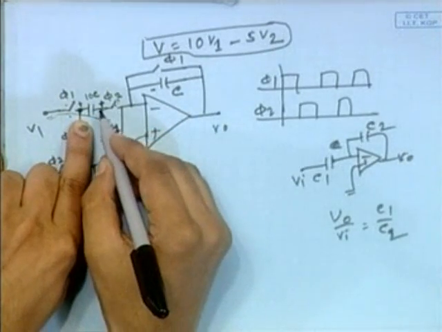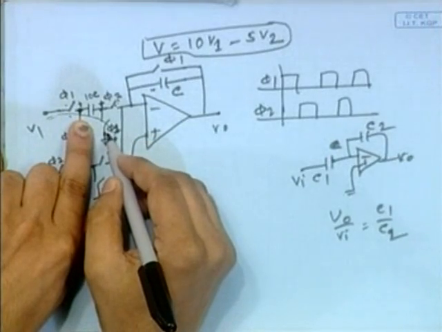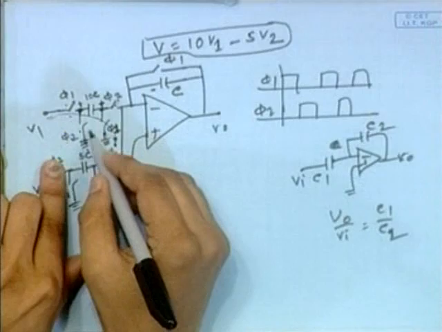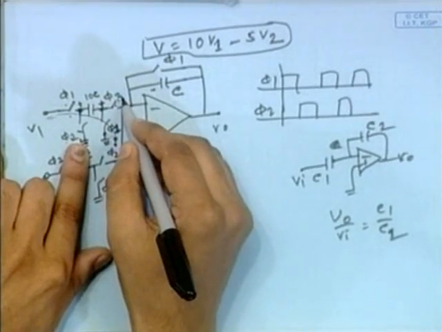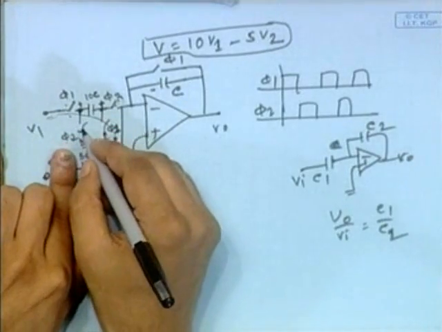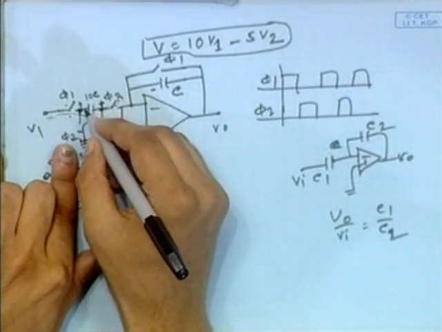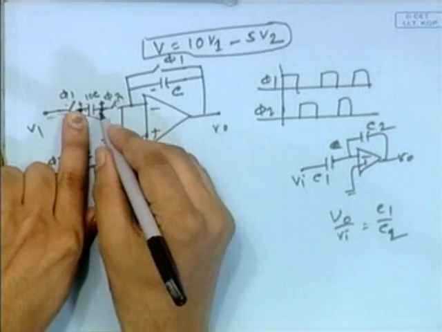And this side is equal to 0 because phi 1 is on, this side also, this switch, this is equal to 0. Now when phi 2 is equal to on, then this switch and this switch, these two switches are on. So that time what will happen? Now this switch will force this plate to be grounded. So the charge will be shifted to this side.